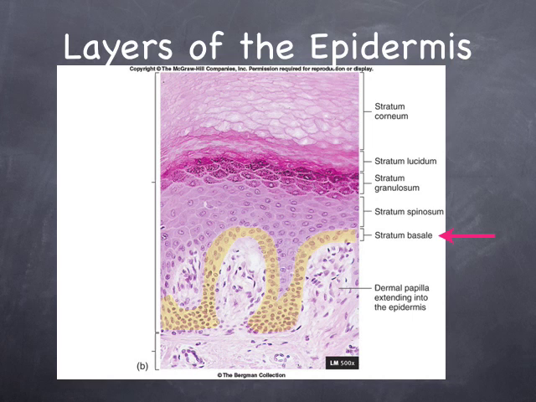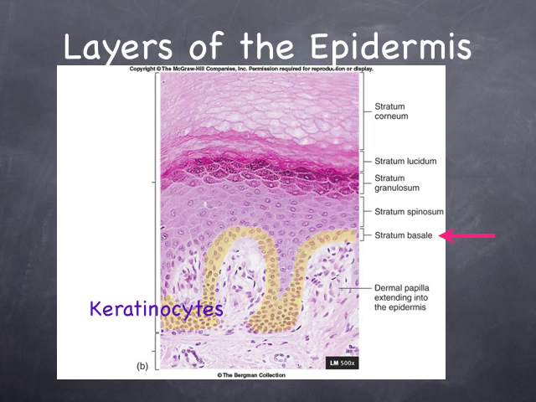Now, there are 2 types of cells found in this stratum basale, and you should know these 2 types of cells. Most of the cells in the stratum basale are what we call keratinocytes. Keratinocytes. Basically what that's saying is these are cells that produce a protein called keratin. Keratin is a tough protein that gives this epithelium substance.